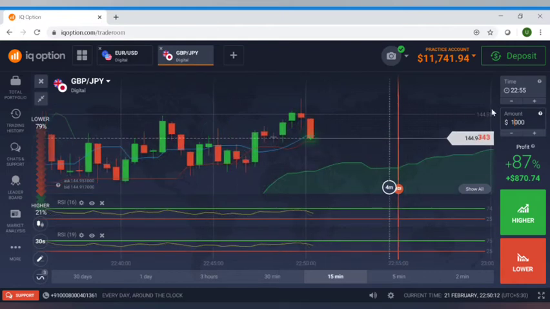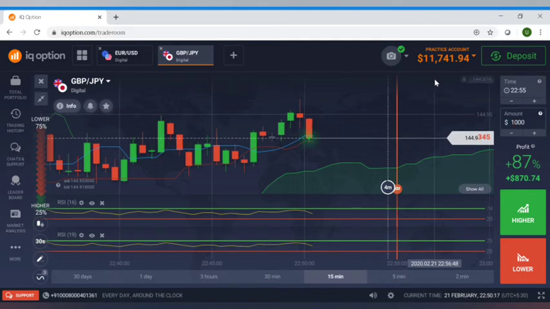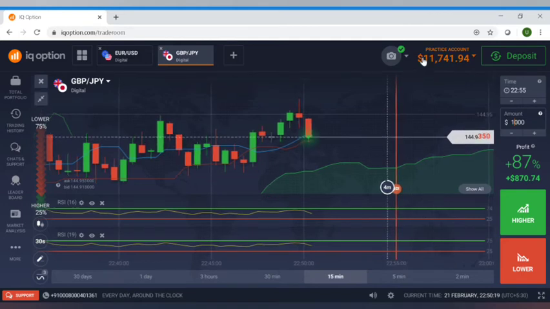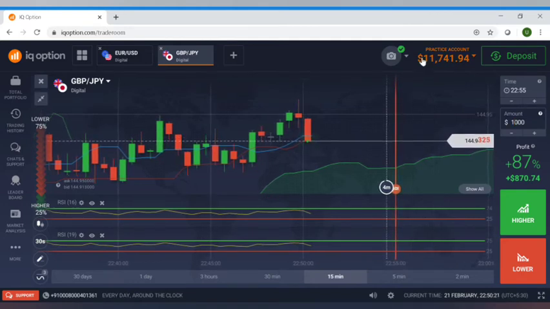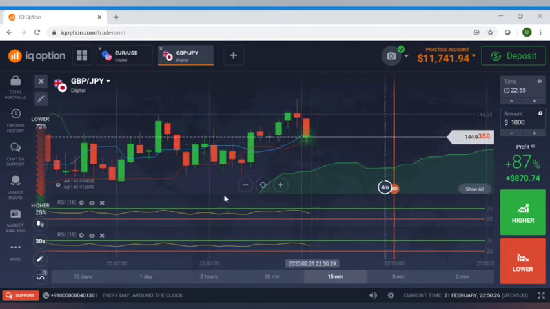This is how you can trade really well. And look at that, we got how much? 11,000 right now already from 10,000. That's a 10% increase. So that's how you trade. The only reason I'm not using a real account here is because I don't have a great internet connection. I cannot afford to lose a lot of money right now.